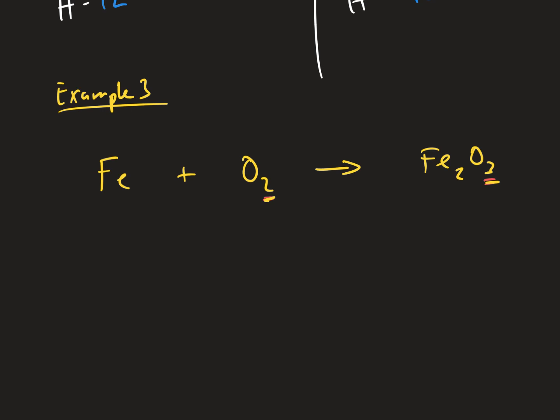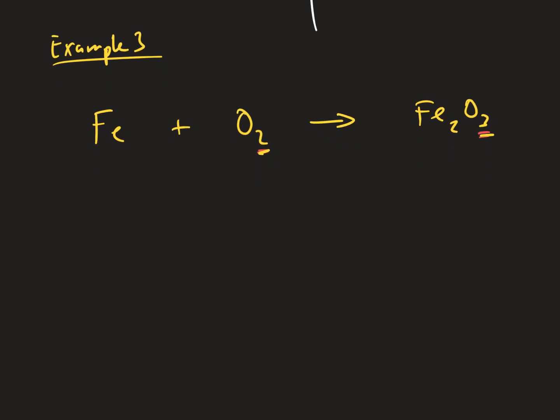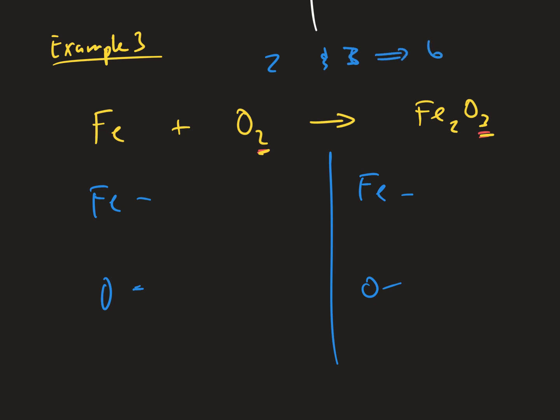All right, so, and again, we can show our work here. We have iron and oxygen on both sides. The least common multiple of 2 and 3 is 6, right? They both go into 6 evenly. So we're going to make this be 6.